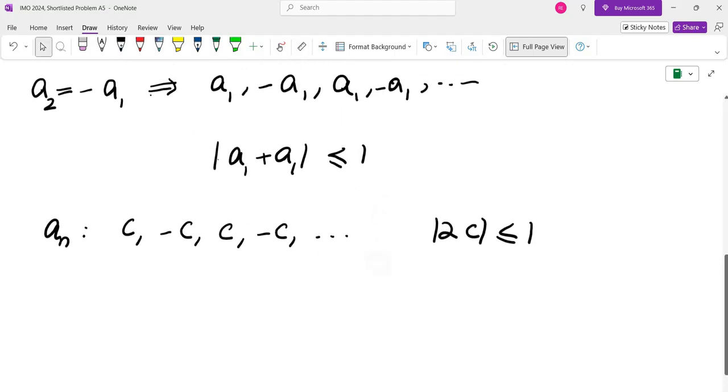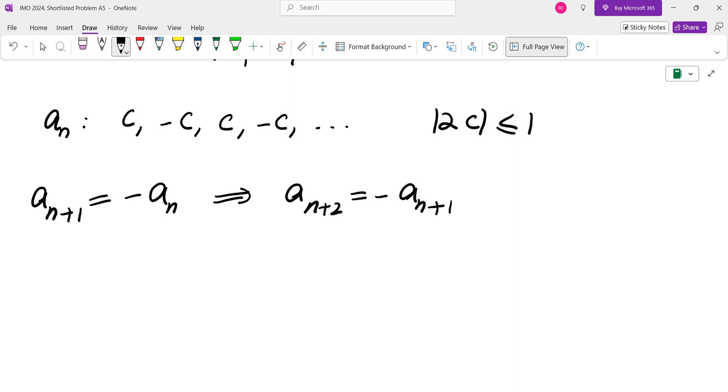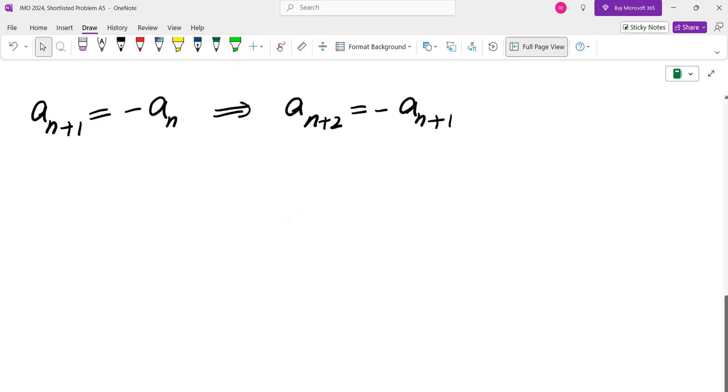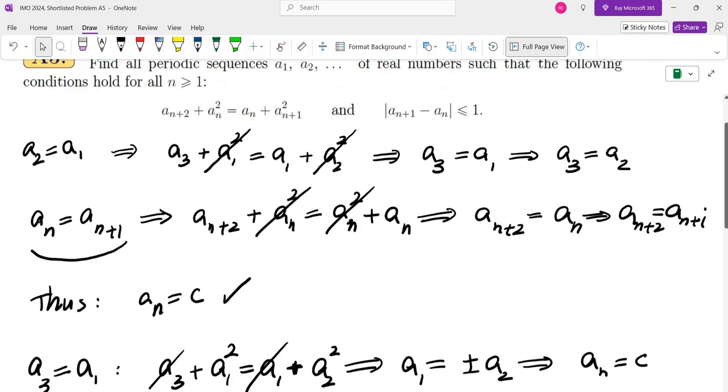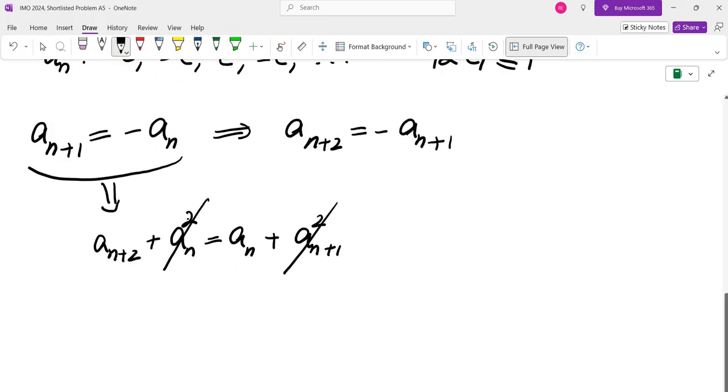And by the way, the condition that I have here is really if a_{n+1} is equal to negative a_n, then a_{n+2} is equal to negative a_{n+1}. Let's see how we obtain that. Well, if that is the case, then we can say a_{n+2} + a_n, let's go back and look at the condition, squared is equal to a_{n+1} squared. Now these two cancel, and this gives us that a_{n+2} is equal to a_n, which is negative a_{n+1}.